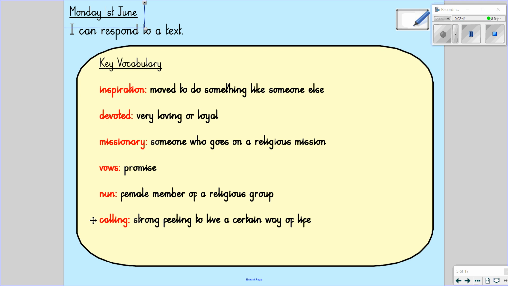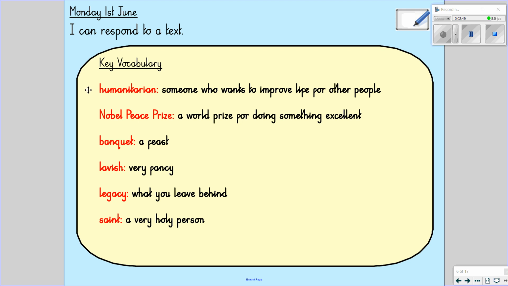So a calling from God is that God is asking you to behave in a certain way or live a certain kind of life. Humanitarian, it's got the word human in there. Someone who wants to improve life for other people, so caring about humans. The Nobel Peace Prize is a world prize for doing something excellent in terms of peace and giving people peaceful lives. A banquet is like a feast.